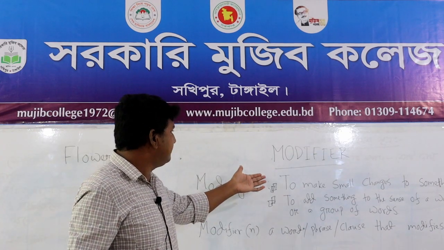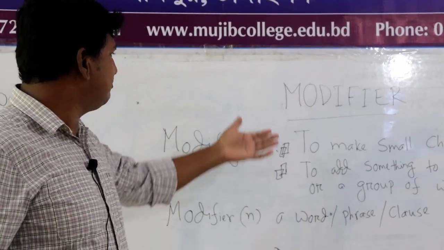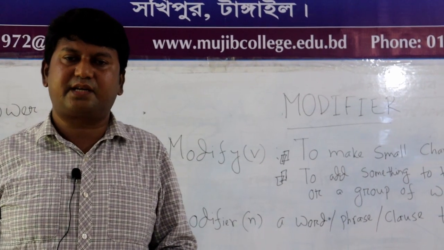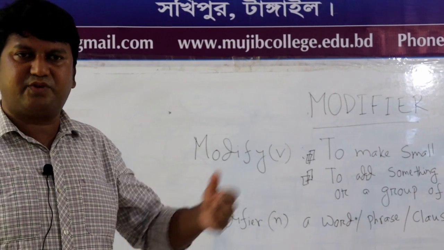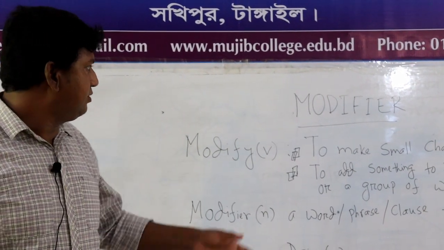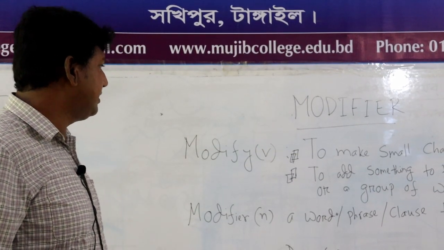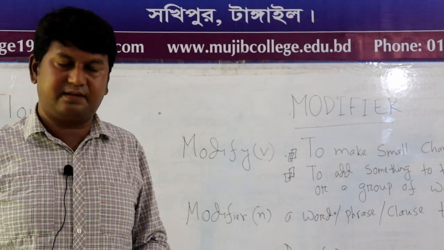Look at the board. As you see on the board, now I'm going to talk about modifiers. This topic is taken from English second paper, and questions from this topic will be set in question number 9 in English second paper. I think you have got the point. You will find this topic in English second paper in question number 9 in the final exam. Okay, so no more wasting time, let's get started.